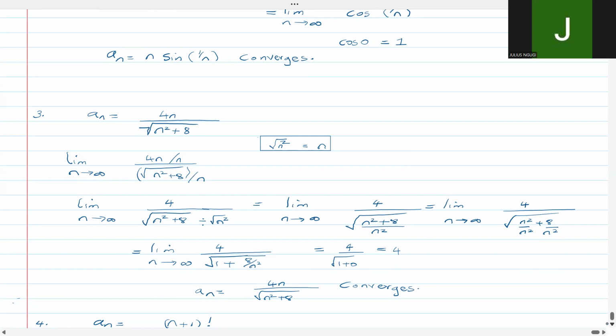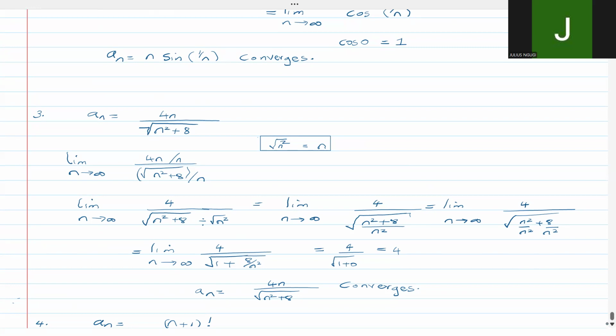So we rearrange the denominator to have only one square root sign. And because we are dividing by the square root of n squared, we can put one root sign, and we have n squared plus 8 divided by n squared. So simplifying, we have the limit as n approaches infinity of 4 divided by the square root of n squared over n squared, which will give you 1, plus 8 over n squared.